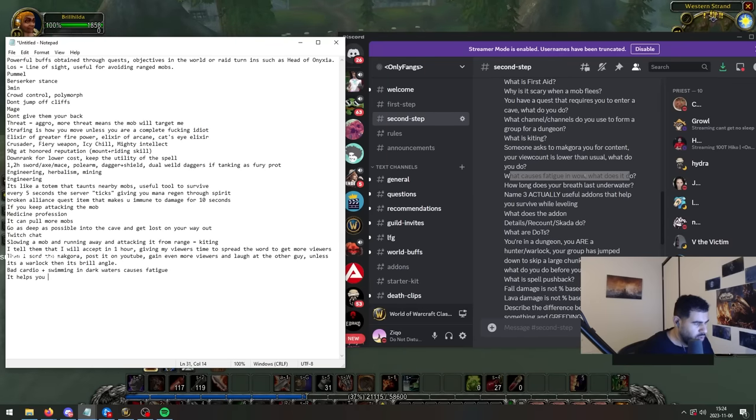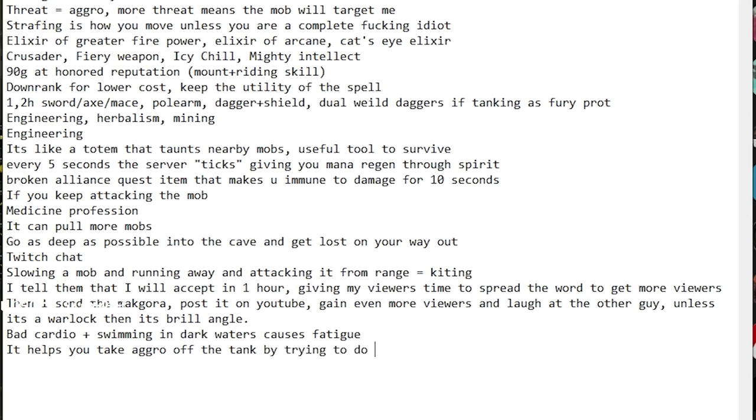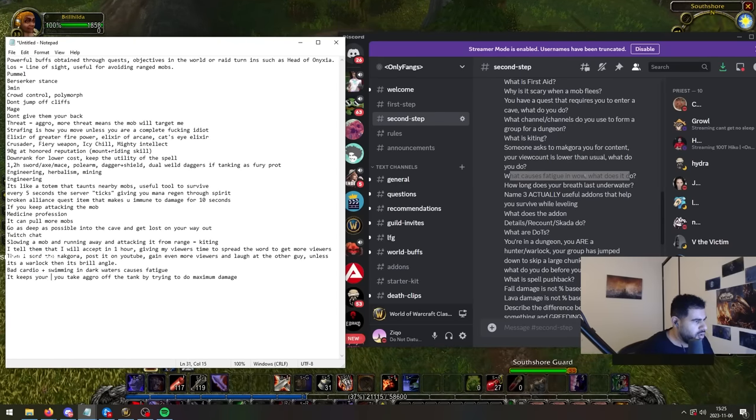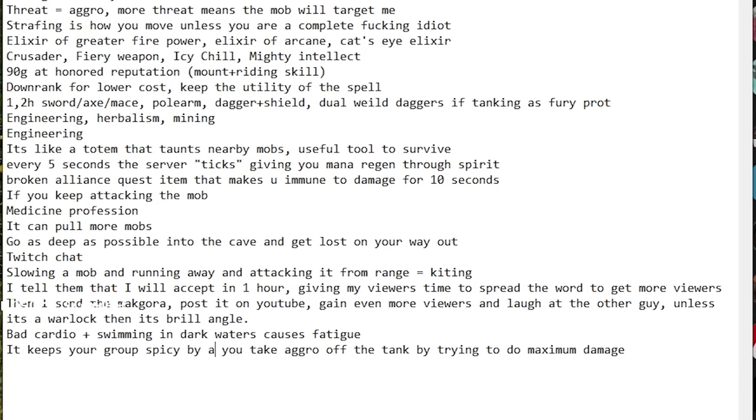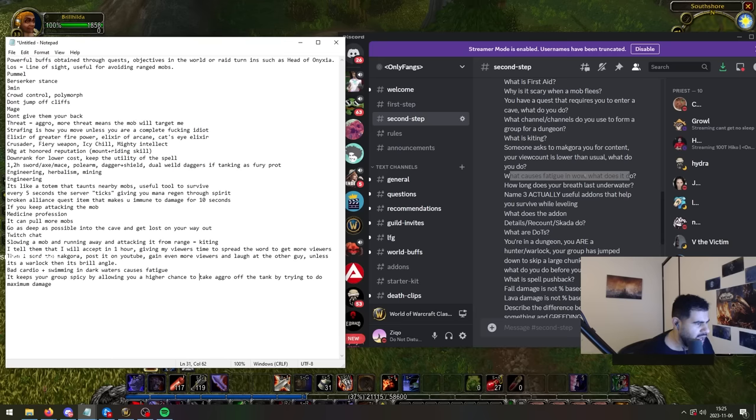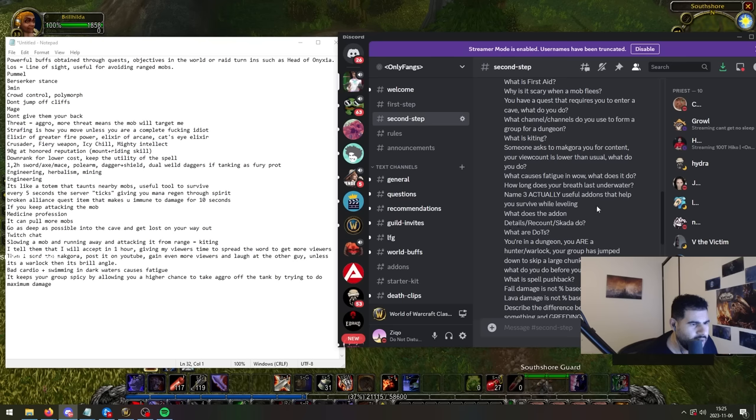It helps you take aggro off the tank by trying to do maximum damage. It keeps your group spicy by allowing you a higher chance to take aggro off the tank by trying to do maximum damage. Yeah, that's perfect. Oh, I missed these two quests. I missed this.